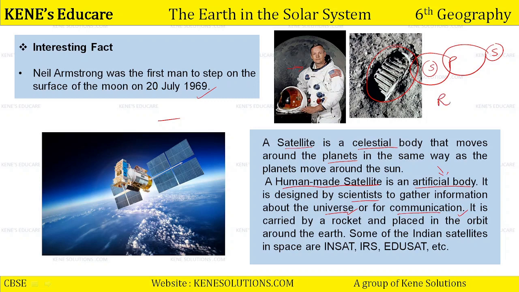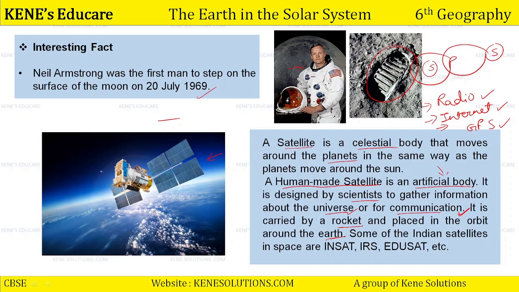For example, the radio, the internet connection, the GPS connection, everything is done with the help of human-made satellites only. Agar ye artificial satellite nahi hoti, we won't have had radio, we won't have had internet or GPS connection or various other scientific techniques we have in the modern world. We have all this, all communication means with the help of satellites only. Okay? It is carried by a rocket and placed in the orbit around the Earth.